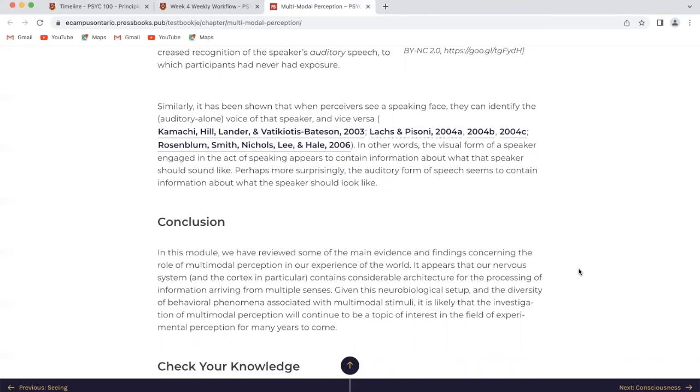Conclusion. In this module, we have reviewed some of the main evidence and findings concerning the role of multimodal perception in our experience of the world. It appears that our nervous system, and the cortex in particular, contains considerable architecture for the processing of information arriving from multiple senses. Given this neurobiological setup and the diversity of behavioral phenomena associated with multimodal stimuli, it is likely that the investigation of multimodal perception will continue to be a topic of interest in the field of experimental perception for years to come.